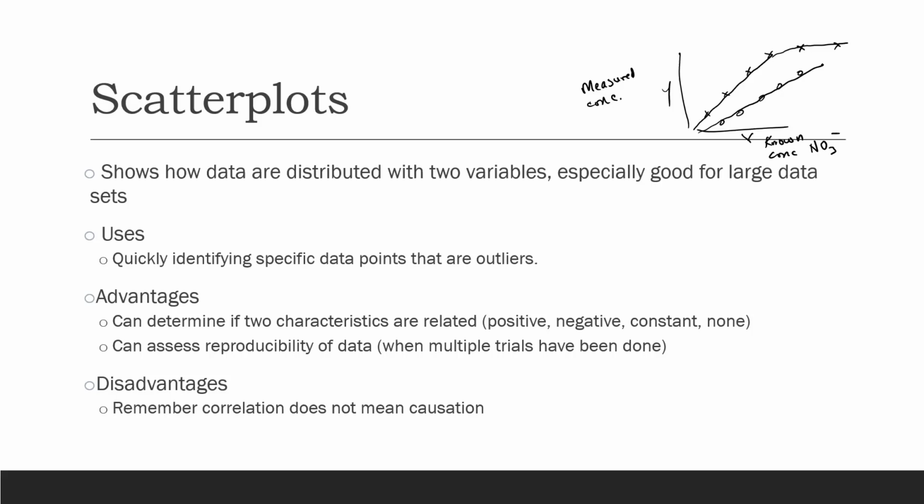It allows you to assess reproducibility. So if I do the test on another day, same concentration of salt, hopefully I get a plot that looks something like this. And I know that I have reproducible data. One thing to make sure you remember is that correlation does not mean causation. Simply because there's a relationship doesn't necessarily mean that that factor is causing the observation.